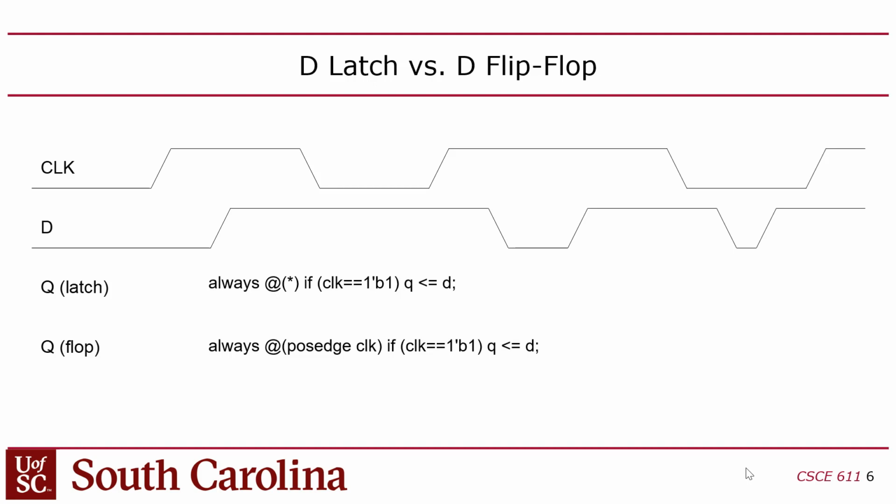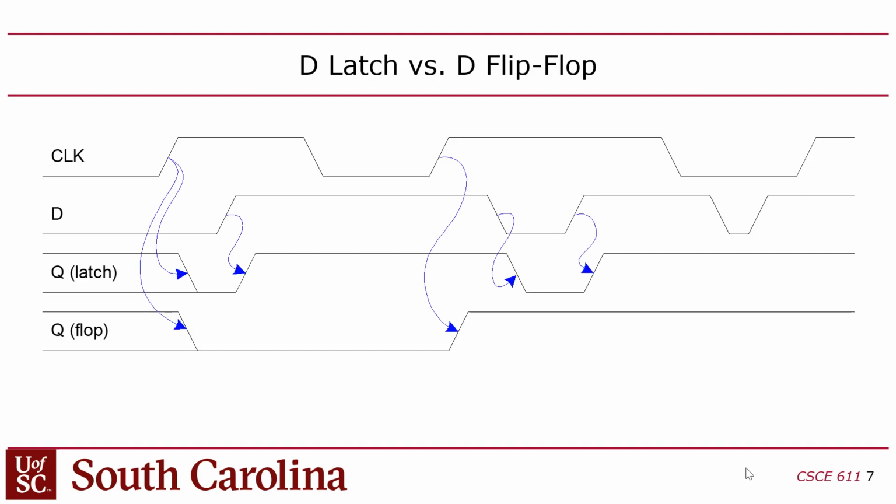Make sense? So how do these work? Well, in the latch case, anytime the clock is high, the D input will move straight out into the Q output. So in other words, in the latch case, Q is doing whatever D is doing. Q is always D when the clock is high. But when the clock is low, like it is here, D changes, Q doesn't.